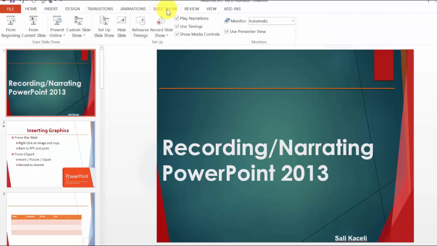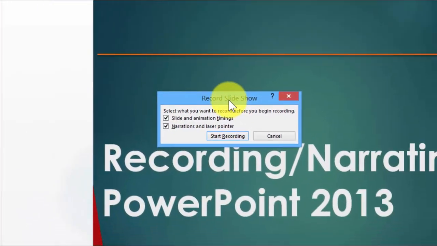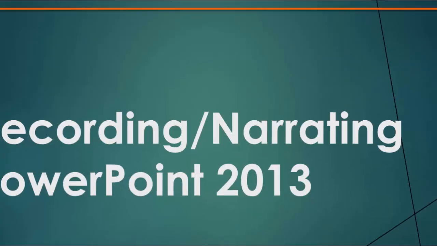And the way you do this is by going to the slideshow here, and then you click on Record Slideshow. Of course, you need a microphone in order to be doing this. You click on Record Slideshow, and we want to record it from the very beginning. So we also choose to record the timings and the animation of the slides, as well as the narrations and any laser pointers that we might be using. So then we click on Start Recording.